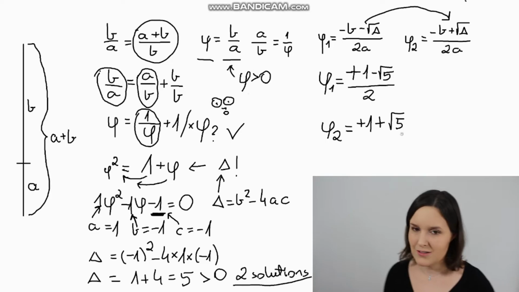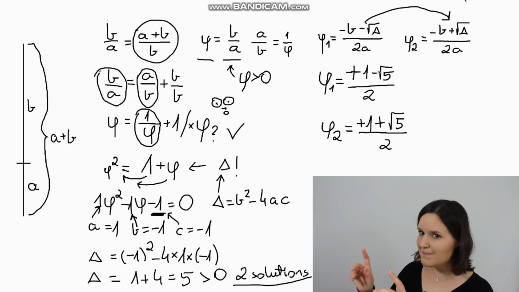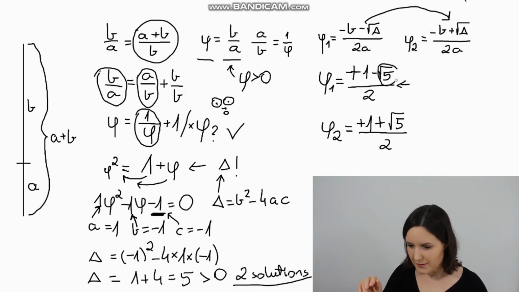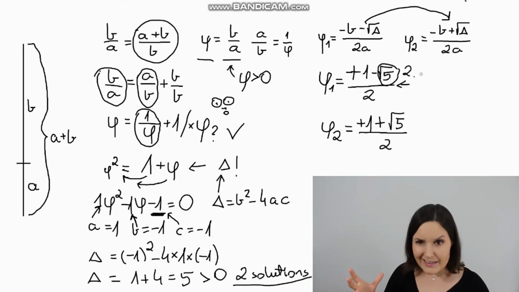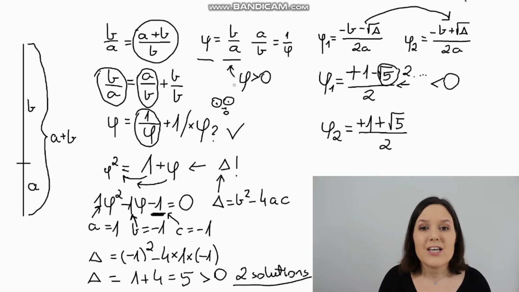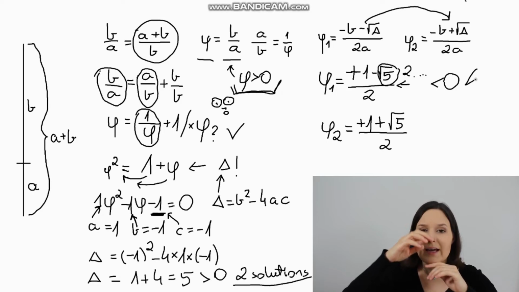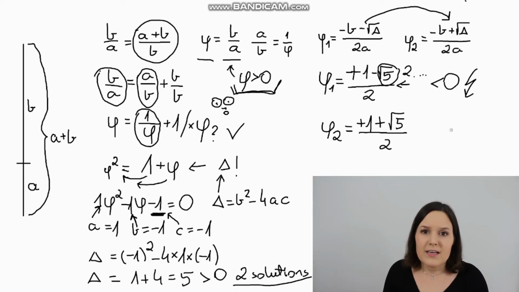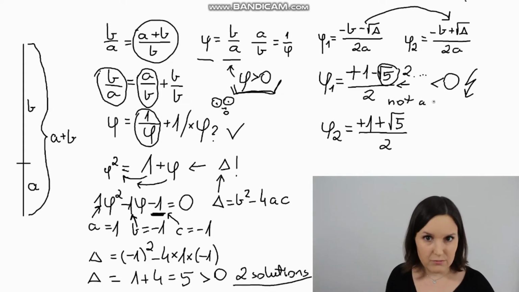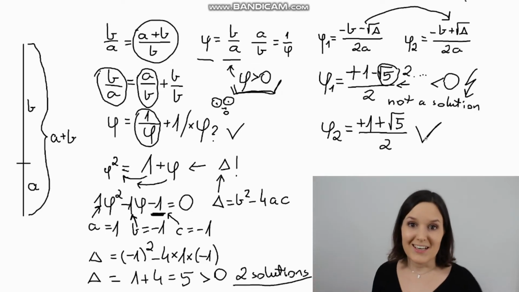Now, one of those solutions is suspicious. Why? Because you have 1 minus root of 5. Root of 5 is 2 point something. 1 minus 2 is negative. So this solution is negative. And phi was our ratio. Well, a ratio, so the division of the lengths, can't be negative. So this solution you just throw away. The second solution is fine. 1 plus root of 5 over 2. So this is the solution.